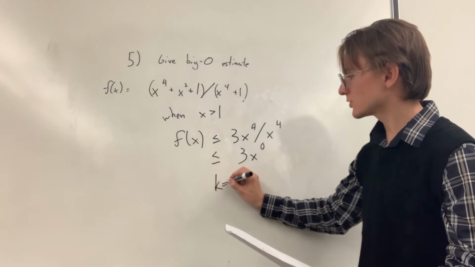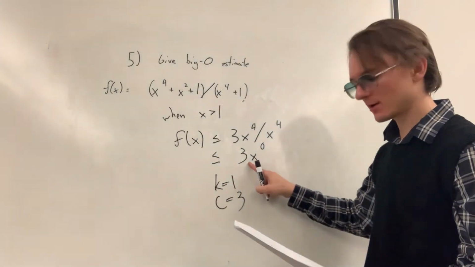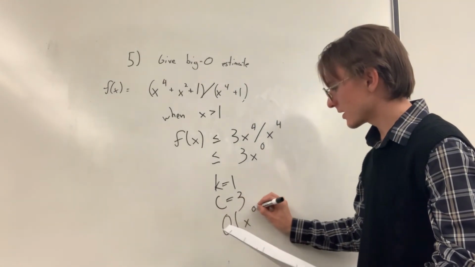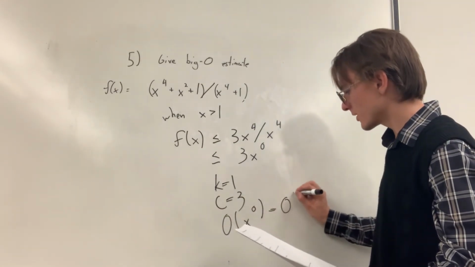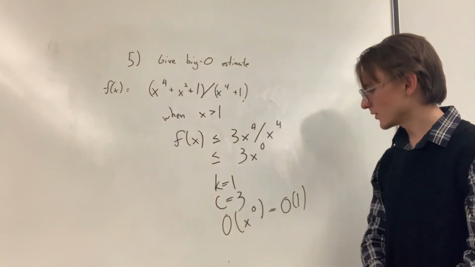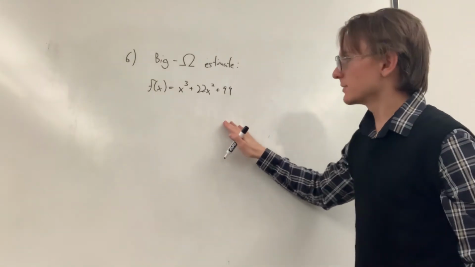Therefore, when k is 1 coming from here, c is 3 coming from here, then we get big O of x to the power of 0, or a big O of 1. It is a constant worst time complexity algorithm. Now we do a big omega estimate of the following.